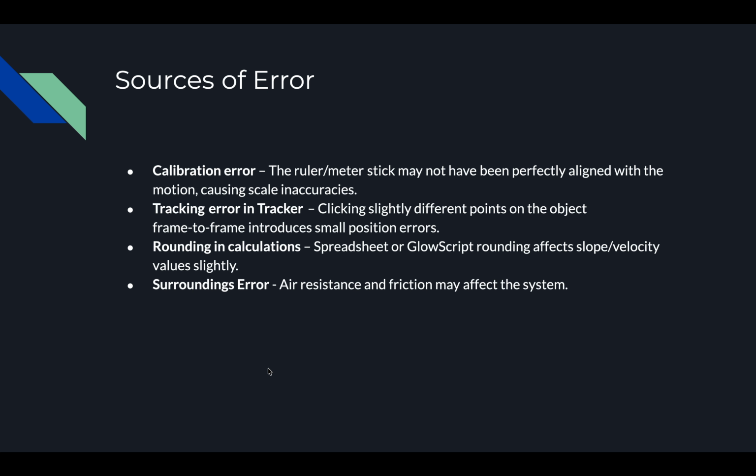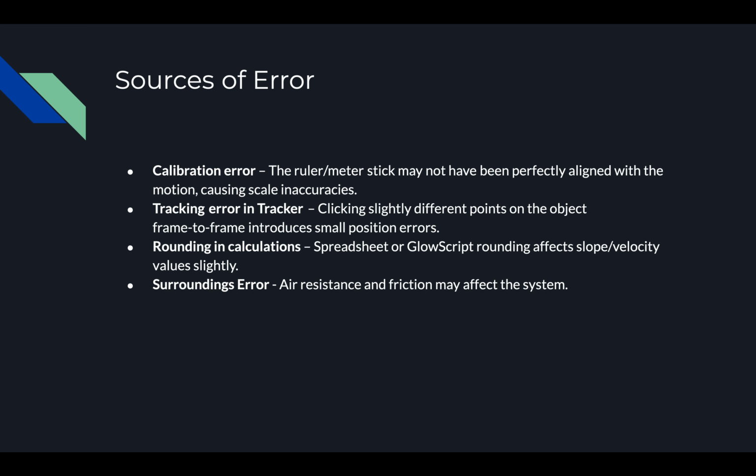So of course it wasn't the same, right? So we have some sources of error. One of them is calibration error. The ruler/meter stick may not have been perfectly aligned with the motion, causing scale inaccuracies. There could be tracking error in Tracker. Clicking slightly different points of the object frame to frame introduces small position errors. And then there could be rounding in calculations. Spreadsheet or GlowScript rounding affects slope/velocity values slightly.